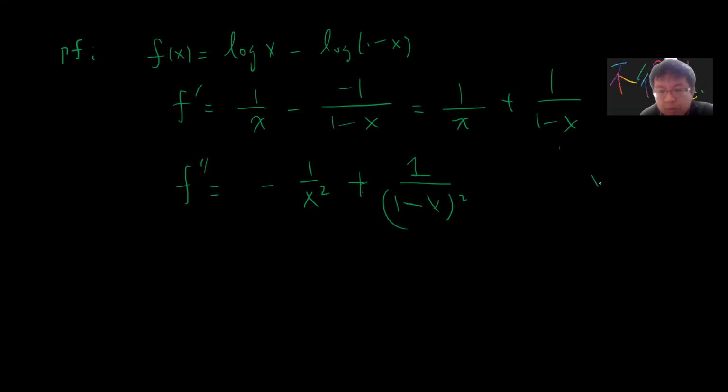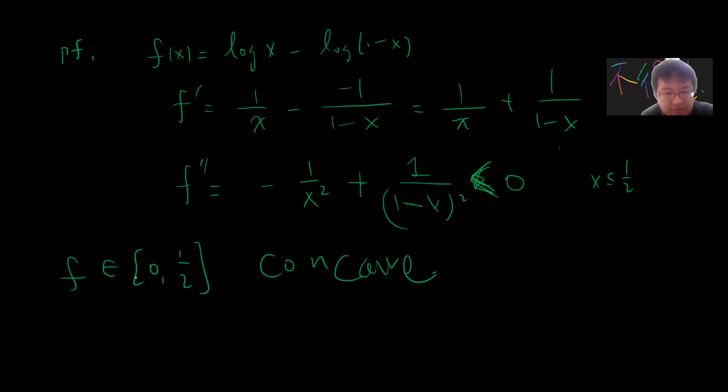Okay, so remember that let's say your x is less or equal to half, right? So this guy is greater than 0. Oh, sorry, less than 0, right? Because if x is close to 0, then this guy will blow up, right, with negative infinity. Okay, so that means f is concave on 0 to half. I should say open interval, okay, to be 100% rigorous.